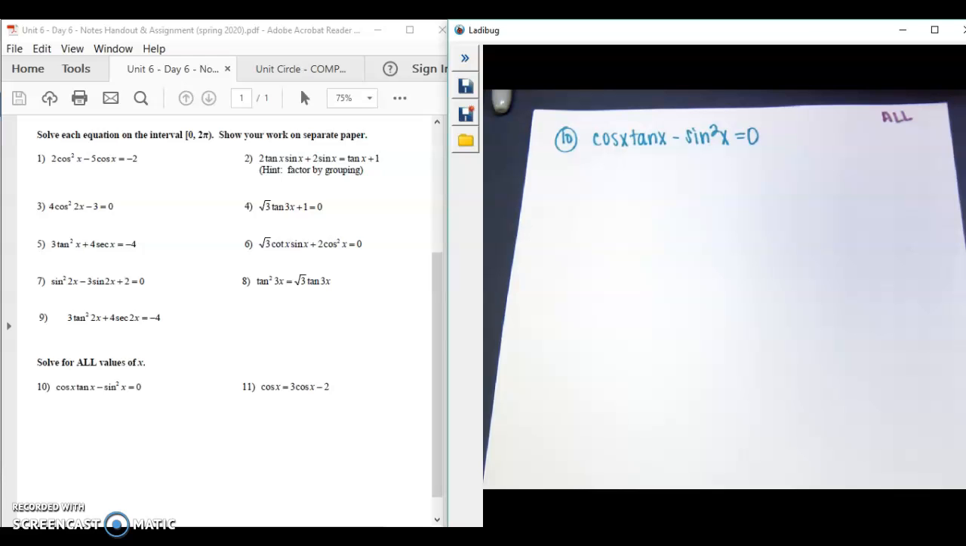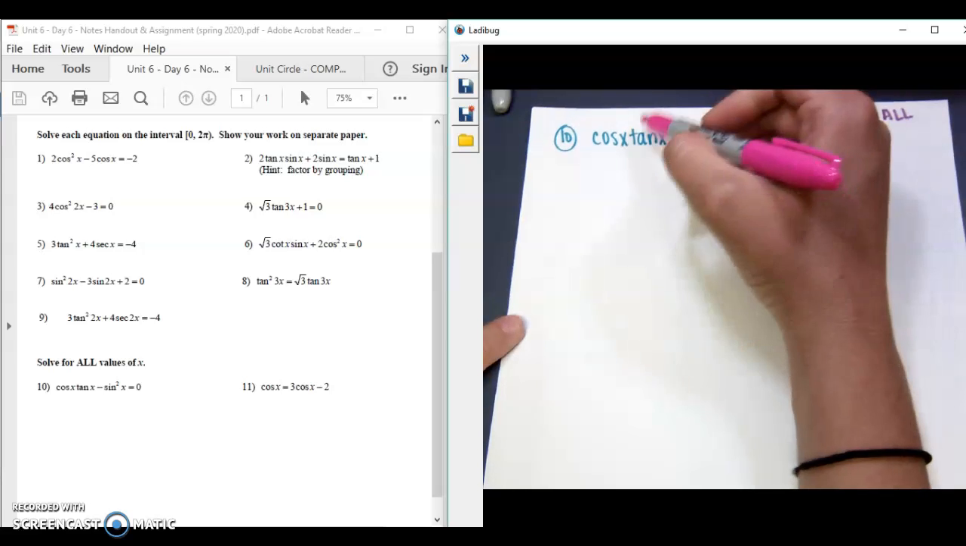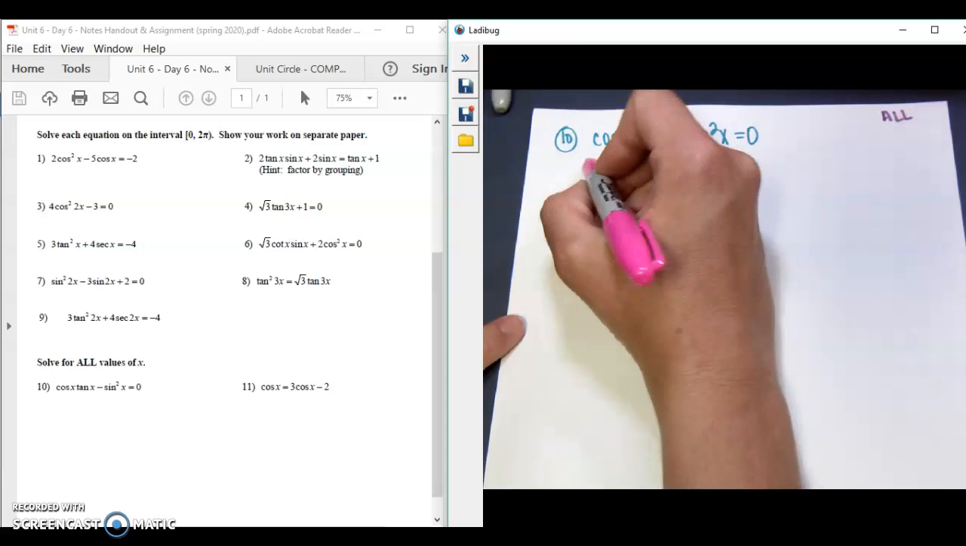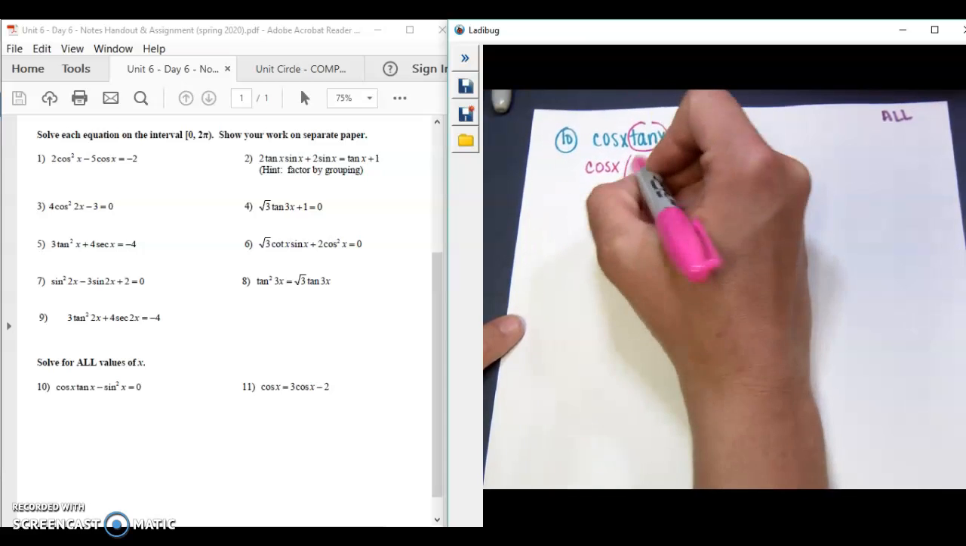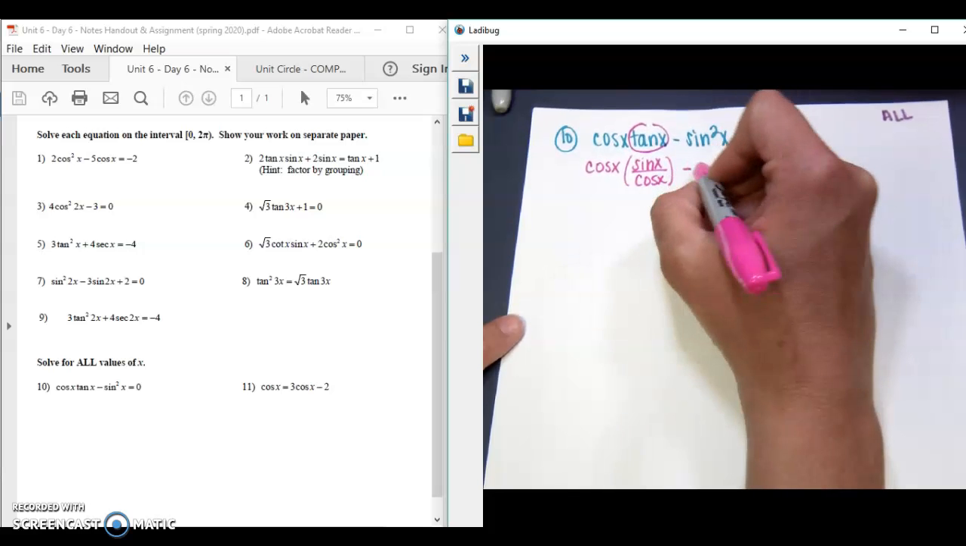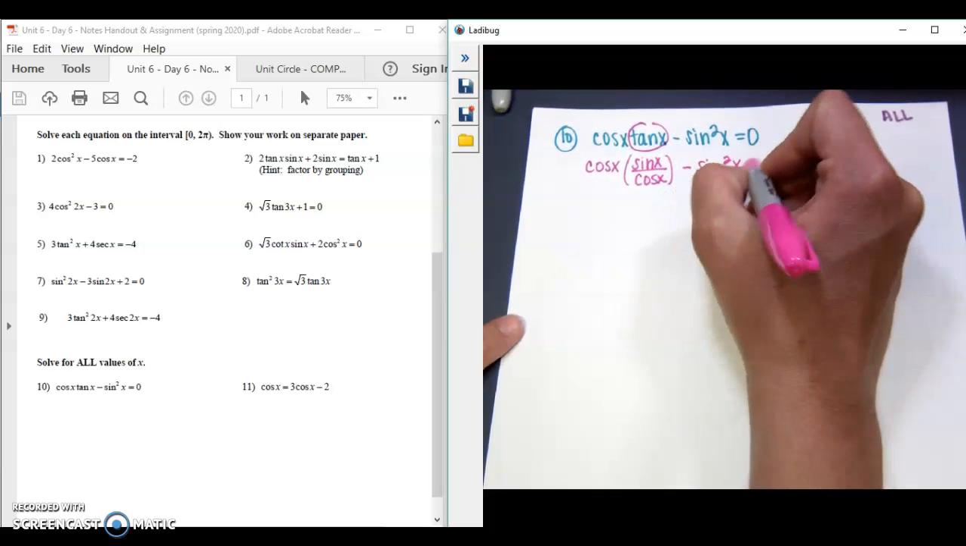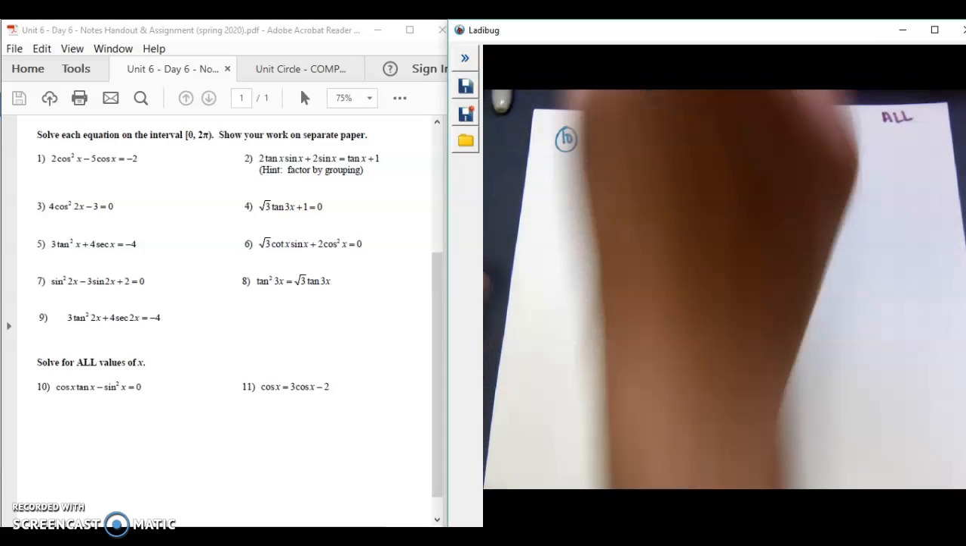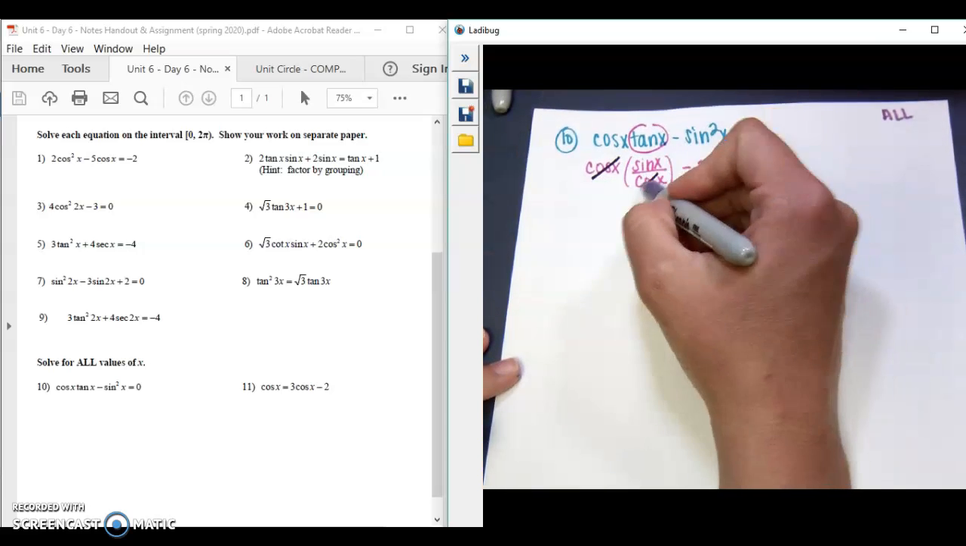So for number 10, first thing you need to notice is that they all have different trig functions. So the one you would want to change would be tangent. Okay, we can rewrite tangent as sine over cosine. So because we have cosine in the numerator and the denominator, we can cross those out.